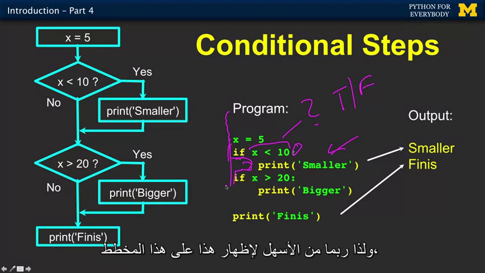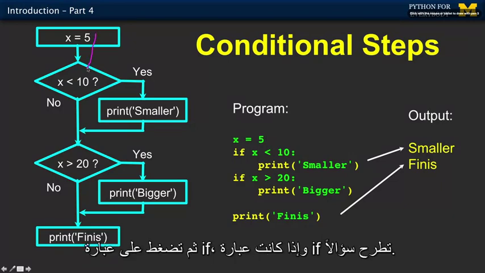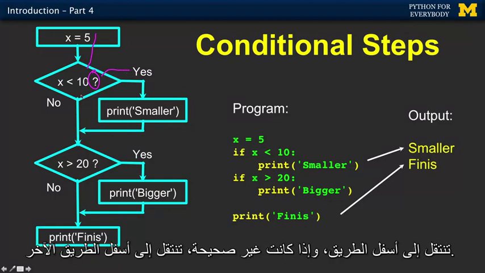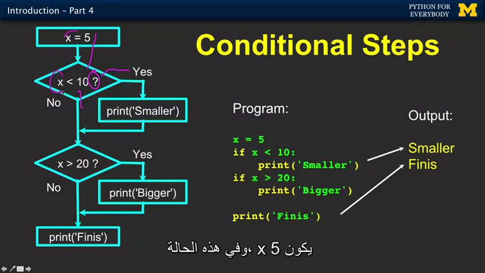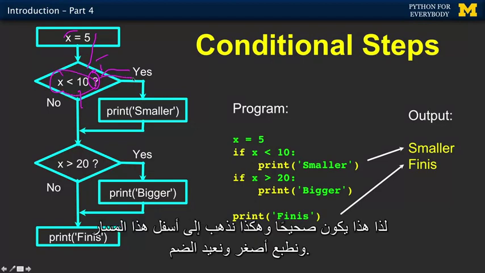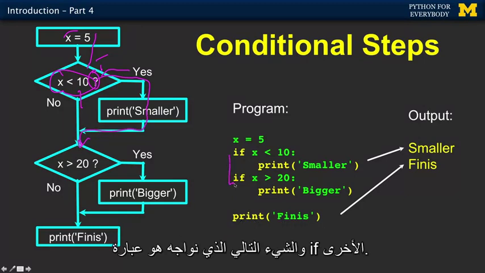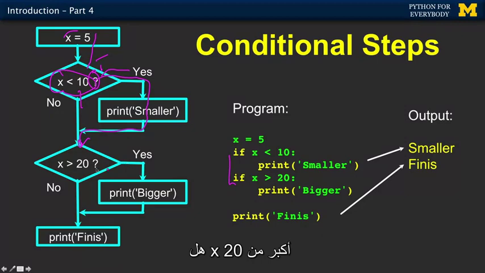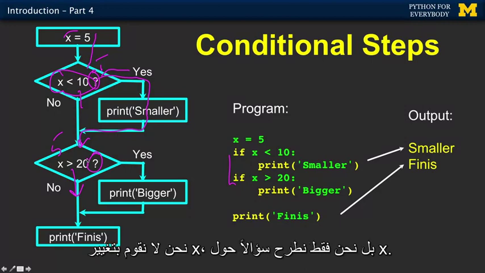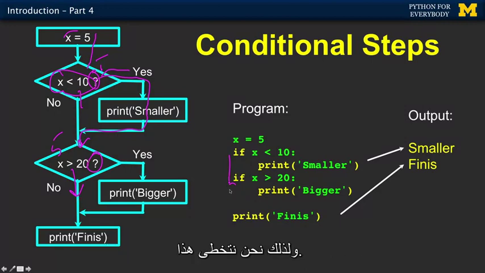And so it's probably easiest to show this on this diagram where you start with x equals 5, then you hit the if statement, and the if statement is asking a question. If the question is true, you go down one road, and if it's false, you go down the other road. In this case, x is 5, so this is true, and so we go down this path and print out smaller, and then we rejoin, and the next thing we encounter is another if statement. Is x greater than 20? Well, in that case, it's no, because x is 5. So we're asking the question. We're not changing x, we're just asking a question about x. So we skip right over this.